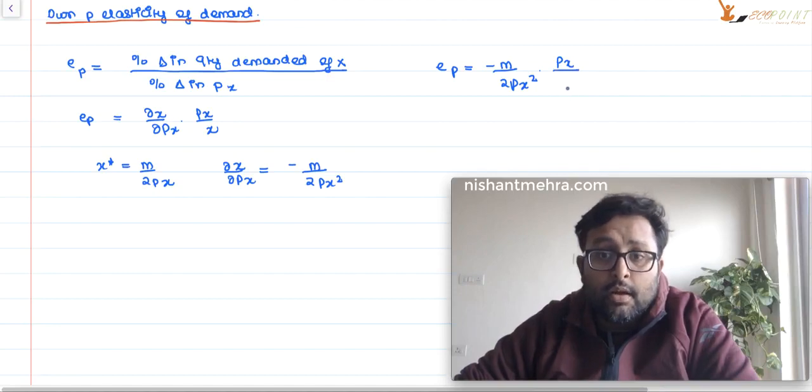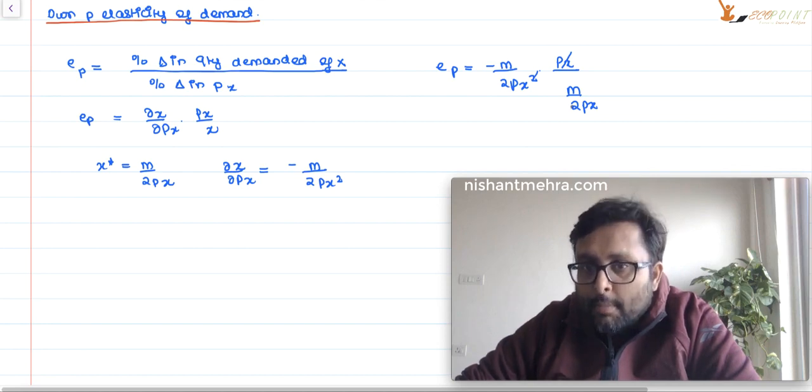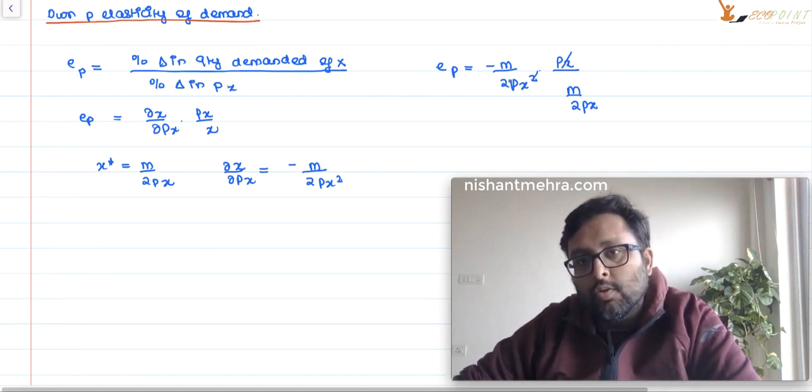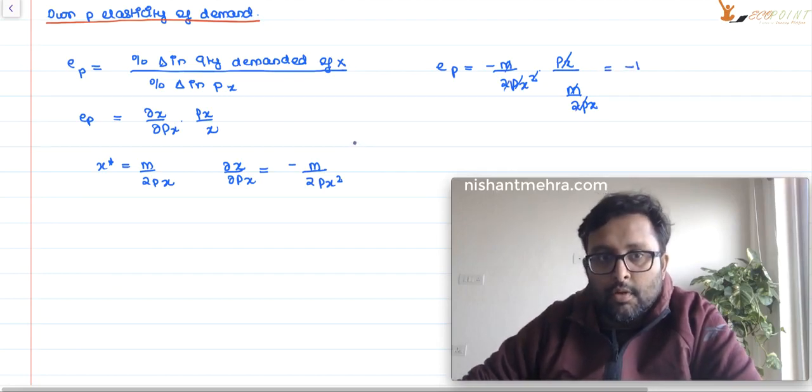What is x star? You've just calculated already, m upon 2px. So px is cancelled out with this. So this is basically m upon 2px squared upon m upon 2px. That entire thing is going to get cancelled and you will have just minus 1 out here.